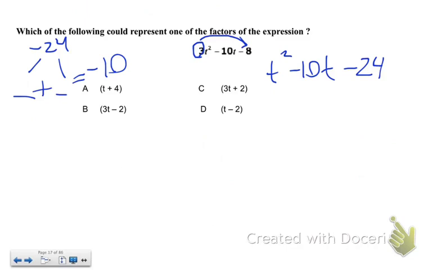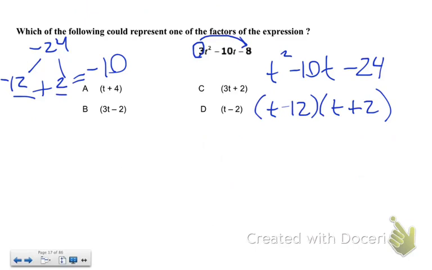So be careful here because you're tempted to say negative 6 and negative 4, but that would give you positive 24. So it's actually going to be negative 12 and positive 2, okay, because that'll give you negative 24 and negative 10. So then you get t minus 12 times t plus 2.